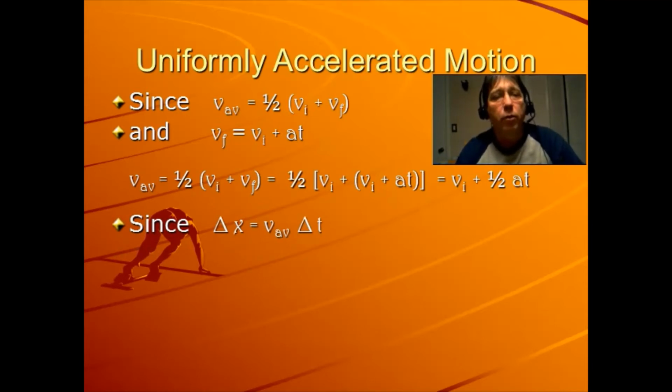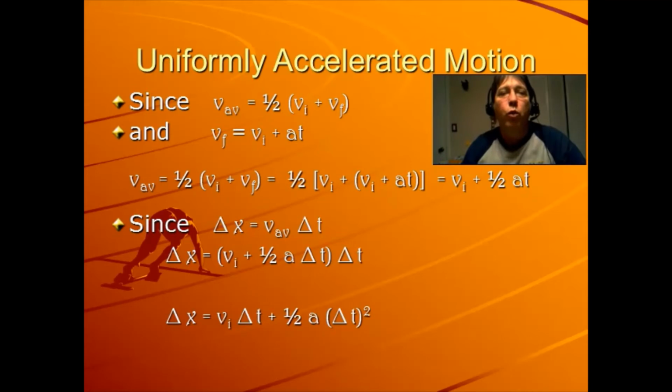Now you'll remember that we rearranged the old average velocity formula and got delta x equals average velocity times t. If we stick our new expression for average velocity in this equation, and then clean it up a bit, we get the third kinematics equation for uniformly accelerated motion. Delta x equals v sub i t plus 1/2 at squared.